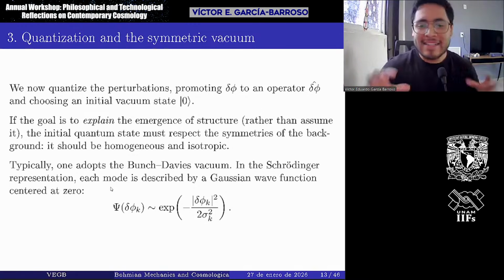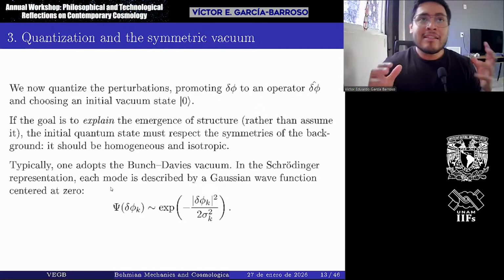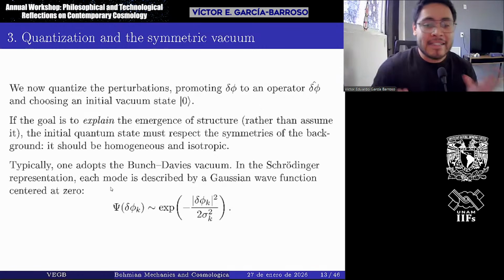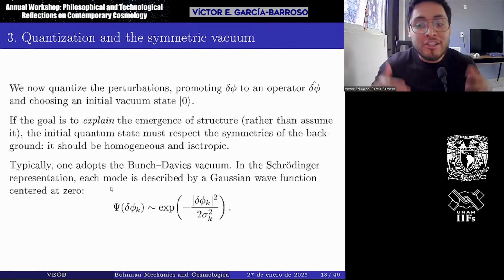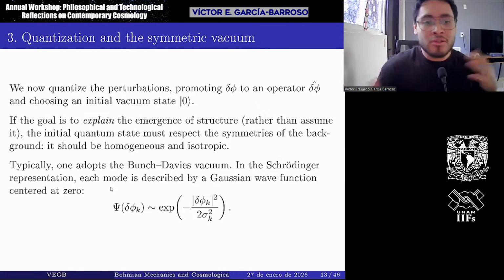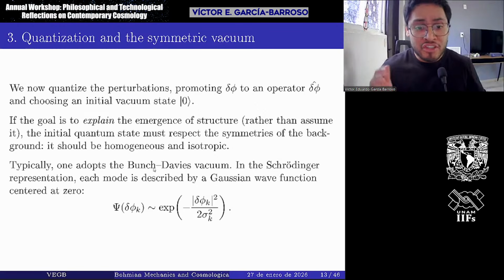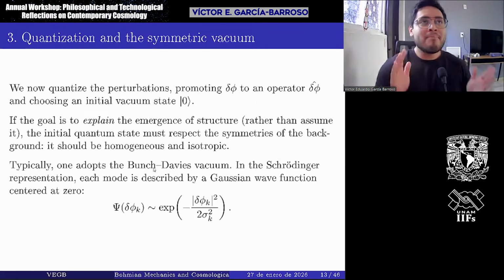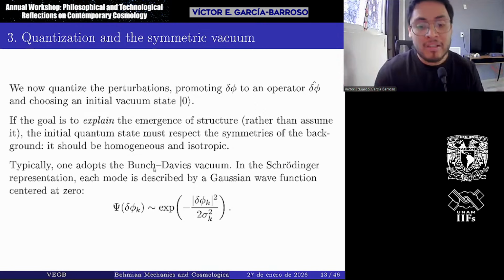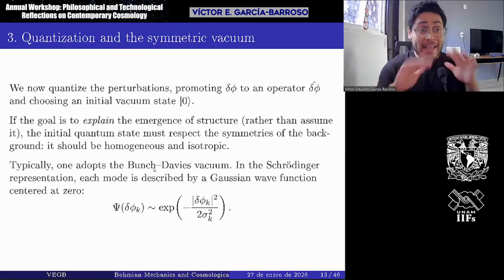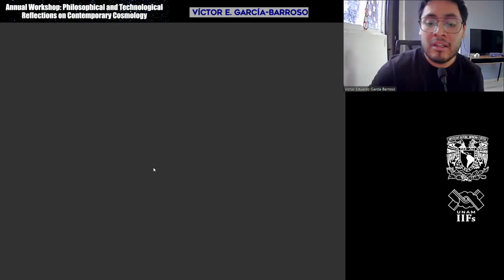We need to pick an initial state. Since we want to explain the structure, we shouldn't put it in by hand. We choose a state that respects the symmetry of the background. And this is usually the Bunch-Davies vacuum. Mathematically, it's a Gaussian wave function centered at 0. And crucially, it looks the same in every direction.